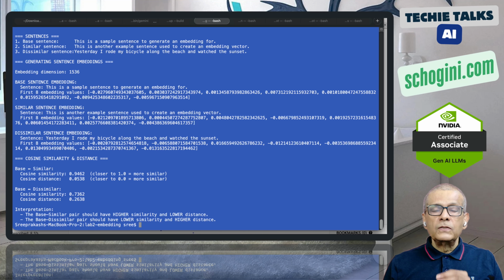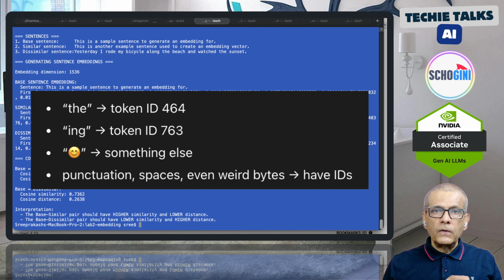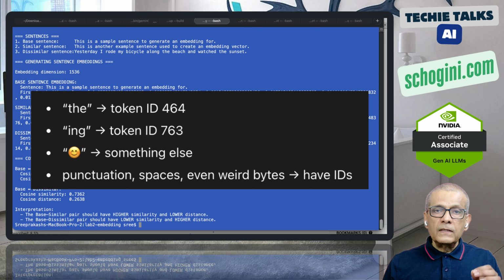Vocab size versus token IDs. Vocabulary size is the number of unique tokens the tokenizer knows. For common LLMs like GPT-3, we saw around 50,257 tokens. GPT-4 also uses a similar base vocab. Each token gets a unique token ID. We saw that. Say, for example, the token ID is 464, the ING token ID is 763, a smiley emoji, something else. Punctuation, spaces, even weird bytes have IDs attached to them.